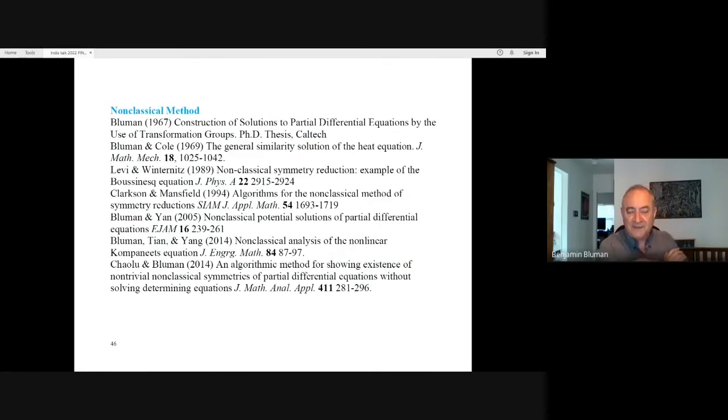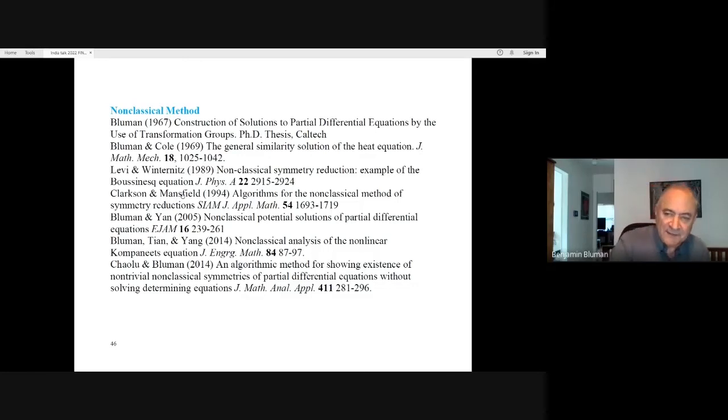On the non-classical method, the introduction of the method was in my PhD thesis, and then the method was presented in the Journal of Mathematical Mechanics in 1969. By the way, this paper was not popular; it was hardly cited at all until 1989. And now, of all mathematics papers written in 1969, this is one of the 20 most cited papers in the world of all mathematical literature.